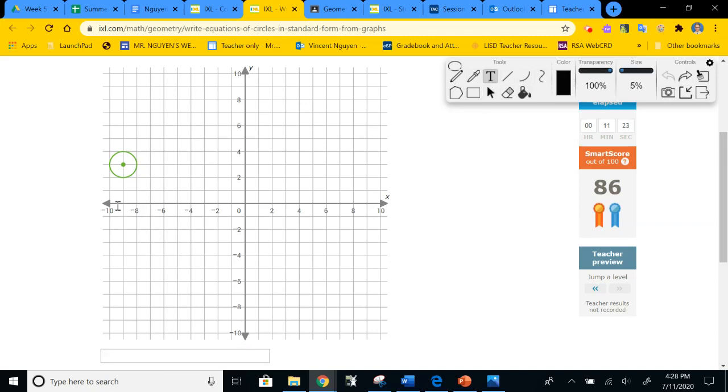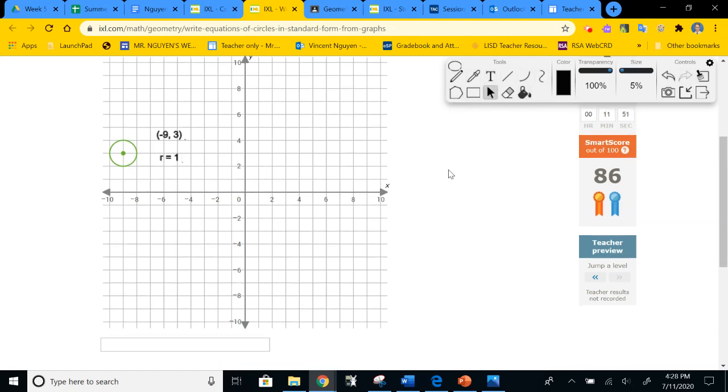Where is the center? Remember x comes first. So the center looks like it's at -9 and +3. You know what, might as well write that down just so that I don't mess up. So it's -9, +3. All right, so that's the center. The radius is 1, so r equals 1. Okay, so all of my values are there. I'm ready to type in my answer.